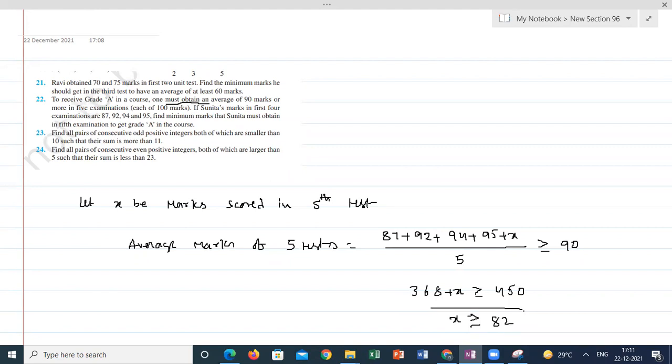82. So in the fifth test, if she scores more than or equal to 82, then she can maintain an average of minimum 90%. So you can write a conclusion statement: so and so person must obtain greater than or equal to 82 marks in the fifth test to maintain the minimum average of 90 marks.